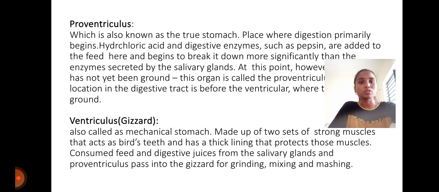Next we have the proventriculus. It has hydrochloric acid and digestive enzymes that break down the feed more significantly compared to the salivary glands. Next we have the gizzard. Its main function is mixing, mashing and grinding of the digestive content.